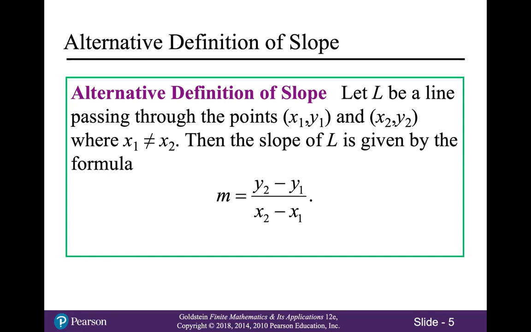All right, so the alternative definition of slope: if L is a line passing through the points x1, y1, and x2, y2, where x1 does not equal x2, then the slope of the line is given by the formula m equals y2 minus y1 divided by x2 minus x1. In other words, the difference in the y's divided by the difference in the x's.